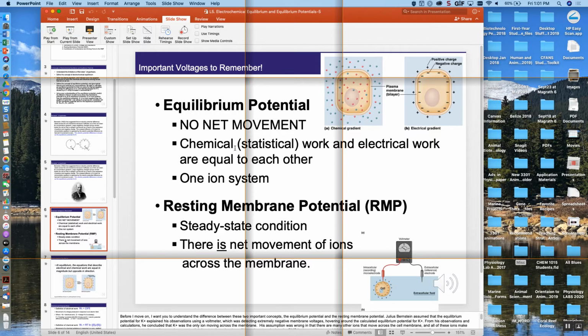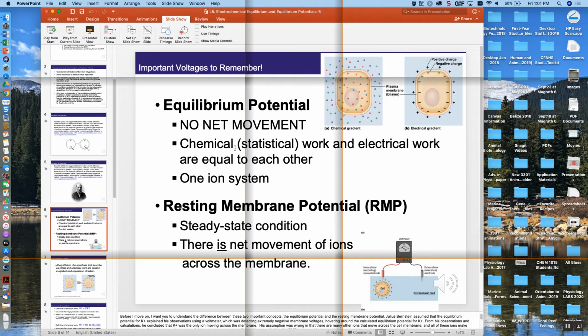The equilibrium potential, remember, is just a calculated value. It's just a theoretical value where the electrical work and the chemical work are equal in magnitude and opposite in direction. And if the resting membrane potential was exactly equal to that equilibrium potential, then there'd be no net movement of that particular ion. No net movement, okay?